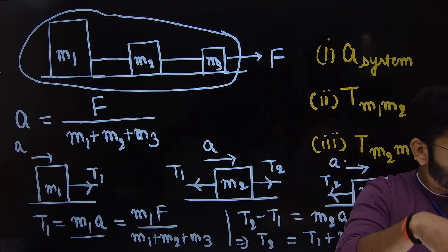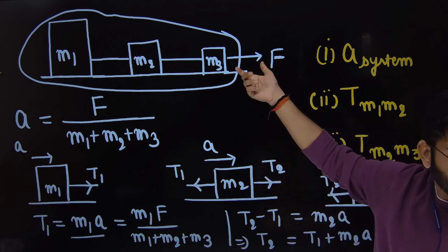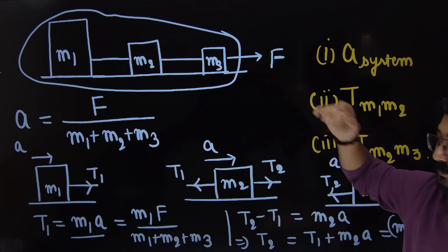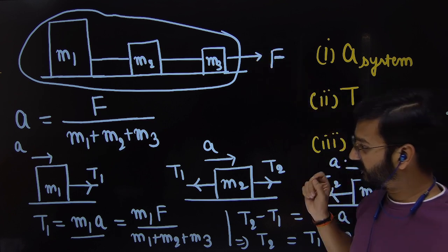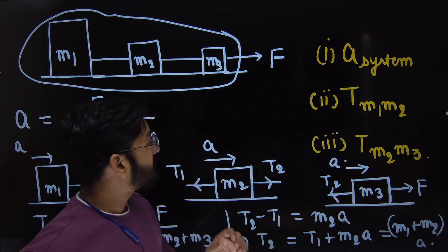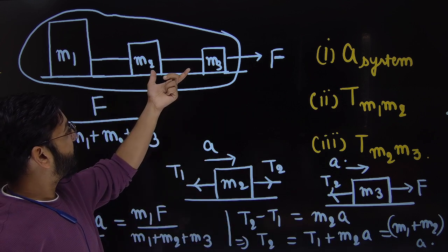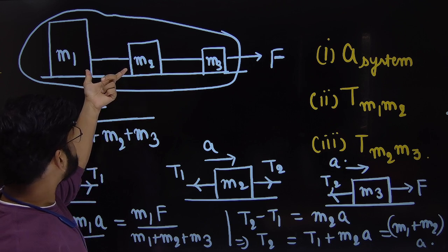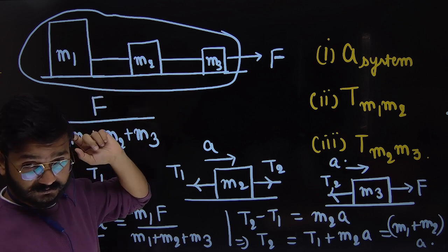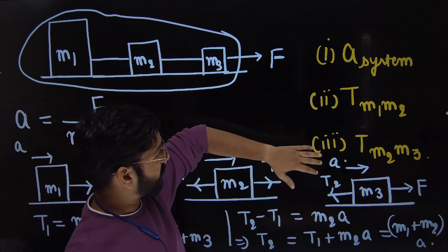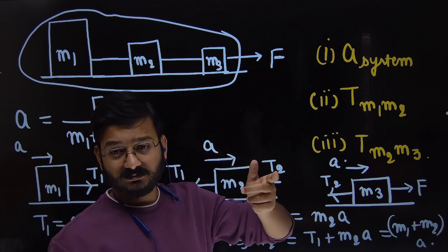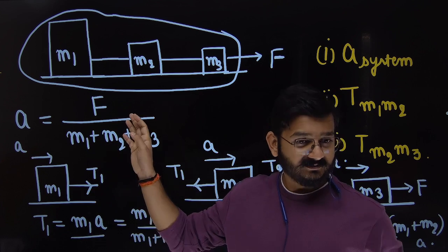Because tension is also a pulling force, and this F is also pulling it only, right? So no need to write tension here because force is already given. So the question is, first, find the tension in the string connecting M2, M3. Find the tension in the string connecting M1, M3. Okay, second and third part. First part is finding the acceleration of the system. So what will you do? Basically, this is a train.